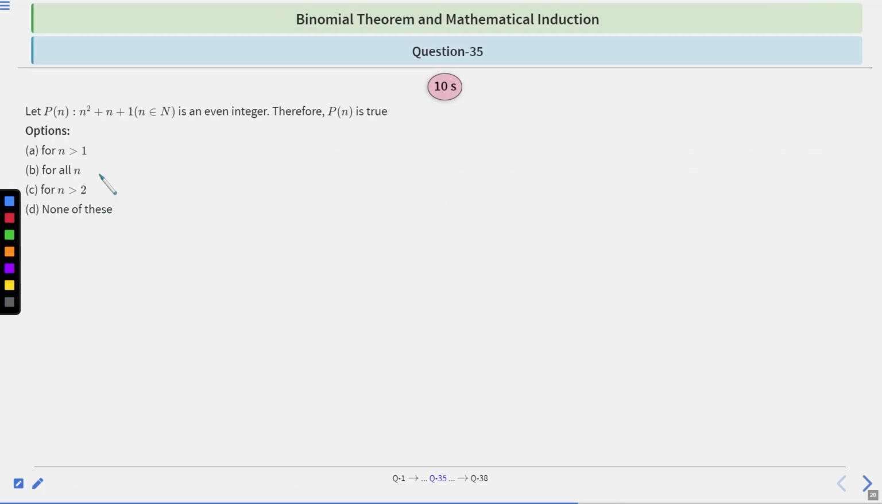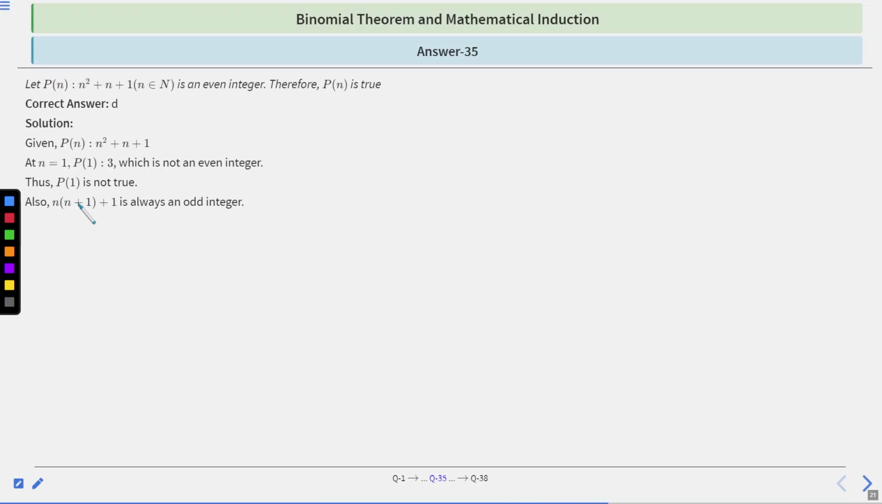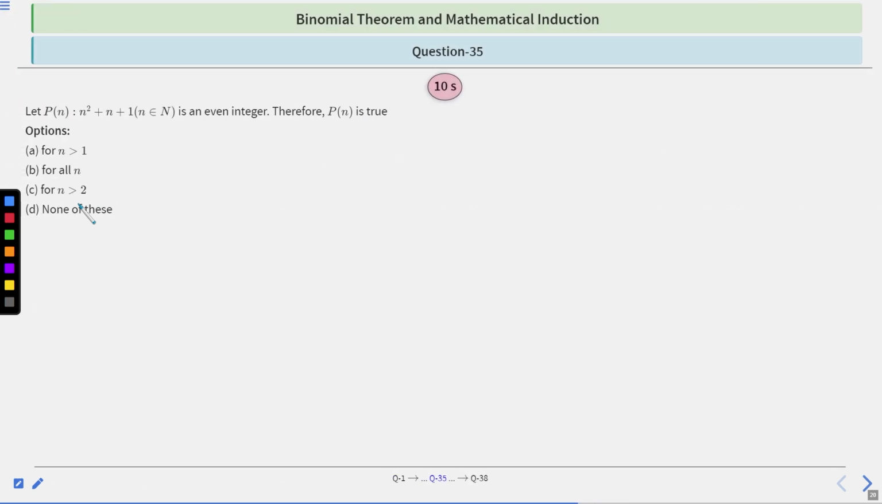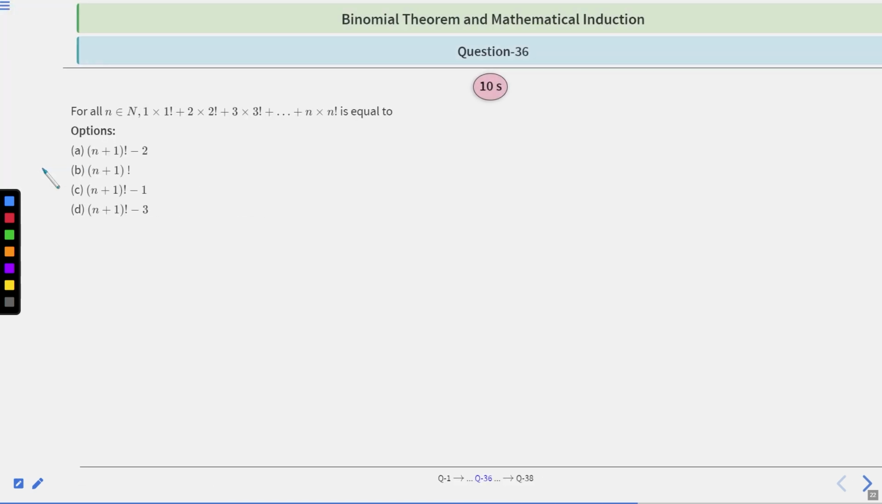None of these, right? Because P1 is not true and it is always an odd integer. Clear? It is never true. Clear? So this expression is never true. D is the right choice. Clear? Now let's move to the next question.